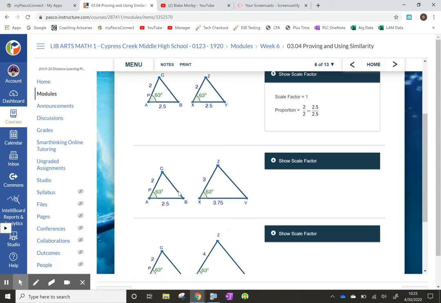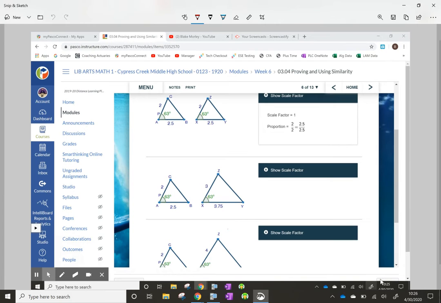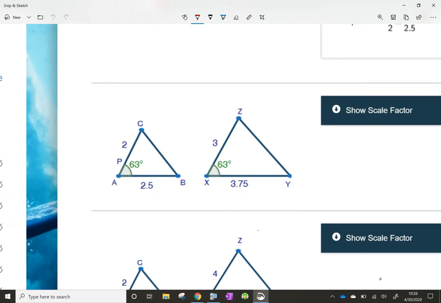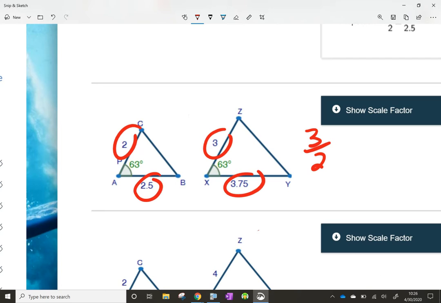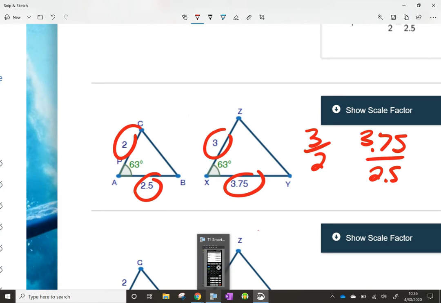But let's see if we can find the scale factor of these two triangles. The question is, what number would you multiply 2 by to get 3, and what number would you multiply 2.5 by to get 3.75? In order to calculate that, we can just take the bigger one and divide it by the smaller one. So 3 pairs with the 2, so we divide those: 3 divided by 2. And the 3.75 pairs with the 2.5, right? Because proportionally, they are what matches. If we get the same decimal value here, then we know that these triangles are similar, and whatever value we get is our scale factor.